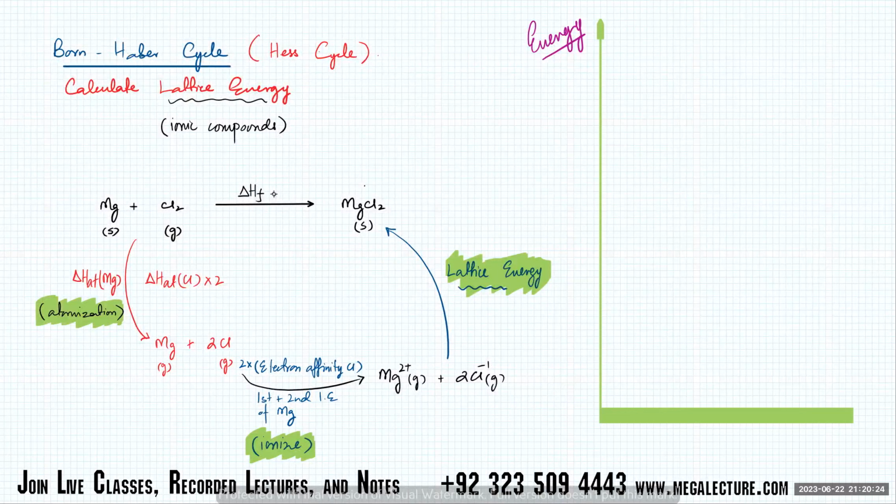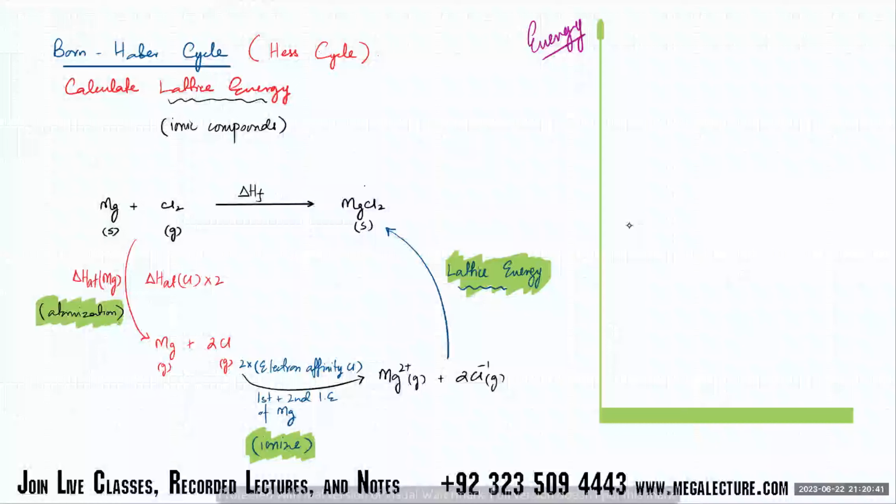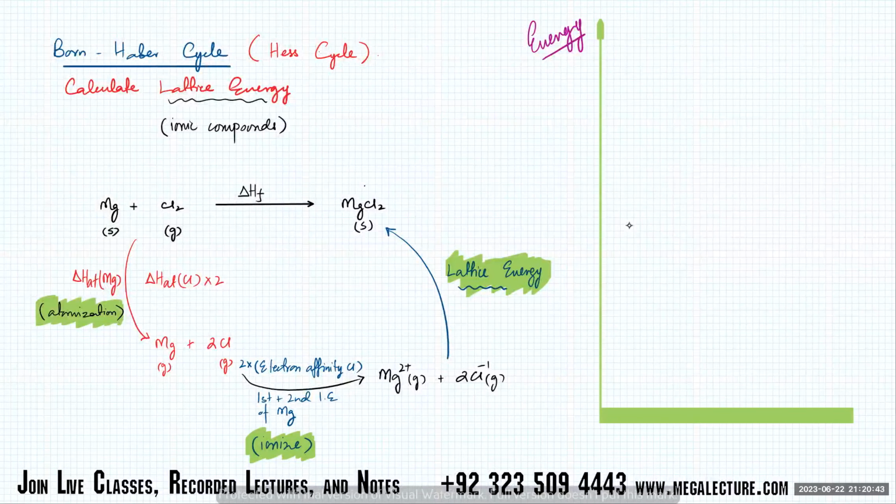Exo means if there's an energy arrow over here, exo means going downwards. If you go downwards, you're losing energy. If you go upwards, you're gaining energy. So you have to just draw the same cycle, but you have to keep this in mind: what is the direction of the arrows? So starting with enthalpy of formation. Enthalpy of formation is what?